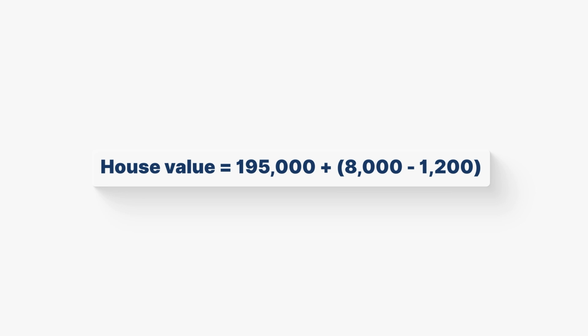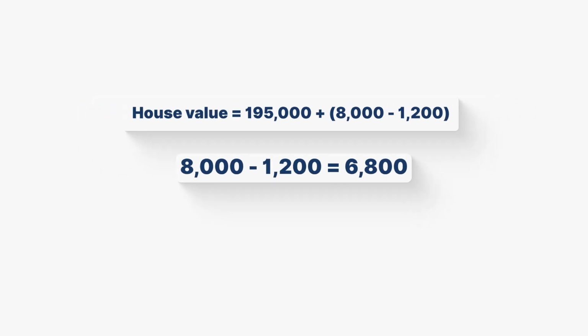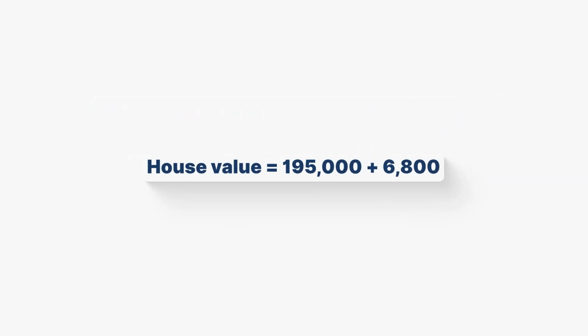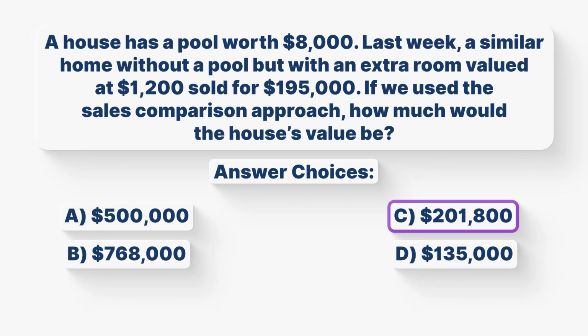Solve inside the parentheses first. 8,000 minus 1,200 equals 6,800. Now plug it back into the formula. House value equals 195,000 plus 6,800. House value equals $201,800. The answer is C, $201,800. Simple, right? By making these adjustments, you get an accurate estimate of the house's market value.